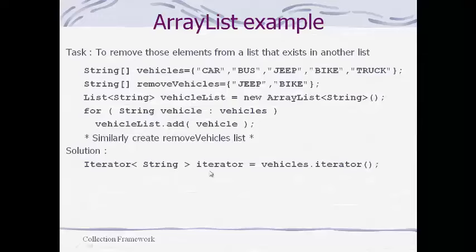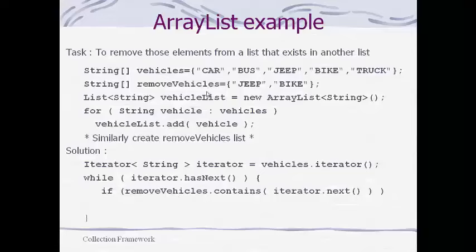Vehicles.iterator will return an iterator, and in a while loop, iterator has next. Remove vehicles contains iterator.next. So for each of the next elements, if it is present in remove vehicles, iterator.remove. So this will remove the original object. For example, here now it finds that Jeep is present, so the iterator is connected to the Jeep, and you say remove, so Jeep gets removed. Similarly, bike gets removed.